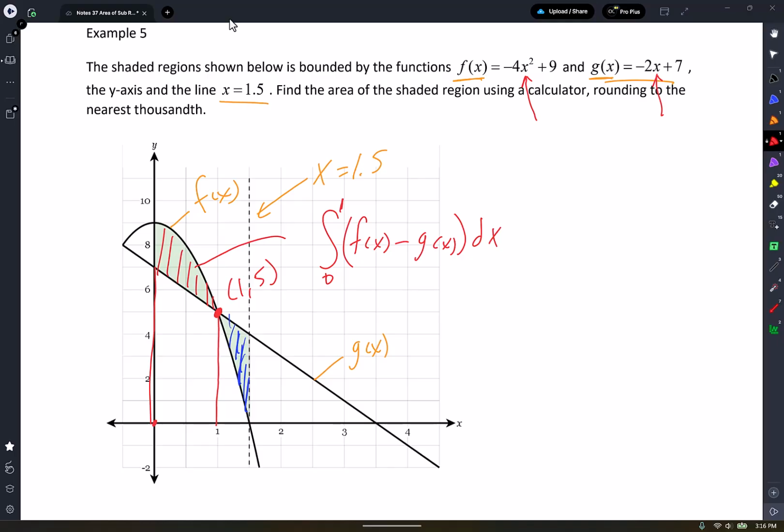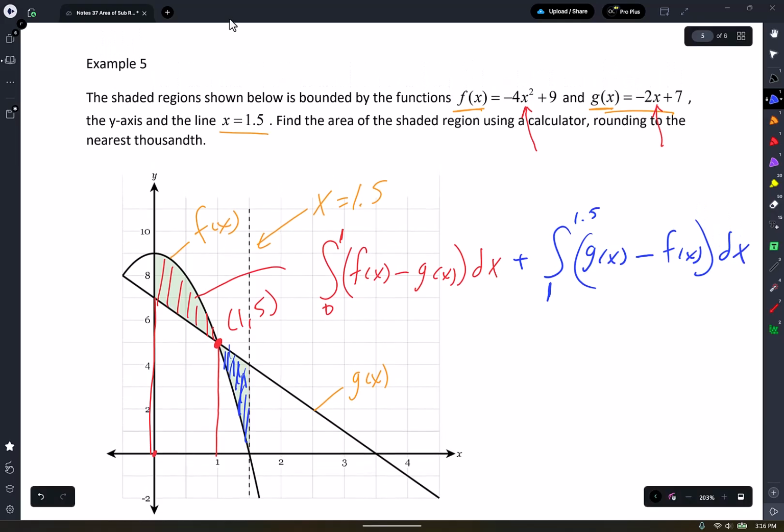Now I'm going to change my color to blue. Integral from, what's my lower limit? 1. I'm doing the one in blue, guys. What's my upper limit? 1.5. What curve is on top now? G of x minus f of x, put that in parentheses, dx. There it is. Now I'm just typing into the calculator.